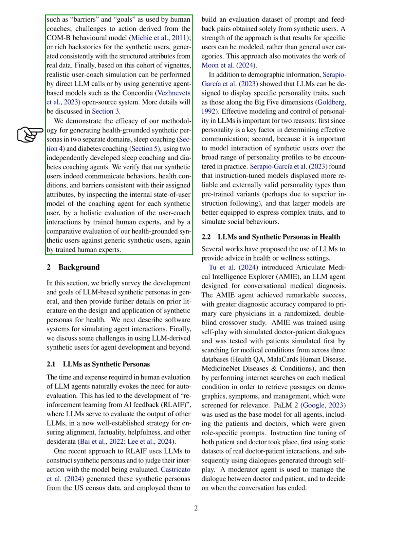Additionally, we can incorporate specific information like barriers and goals, challenges from behavioral models, or detailed backstories for the synthetic users. Using these vignettes, we can simulate realistic interactions between users and coaches through direct LLM calls or generative models like the Concordia system. We demonstrate the effectiveness of our method in sleep and diabetes coaching, ensuring that our synthetic users exhibit behaviors and health conditions that align with their assigned attributes.